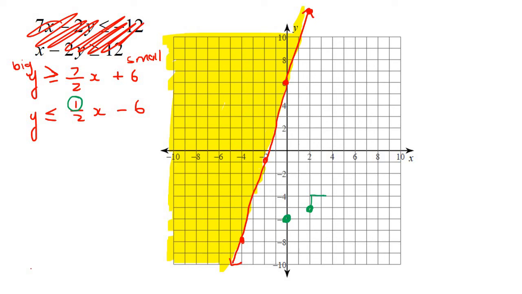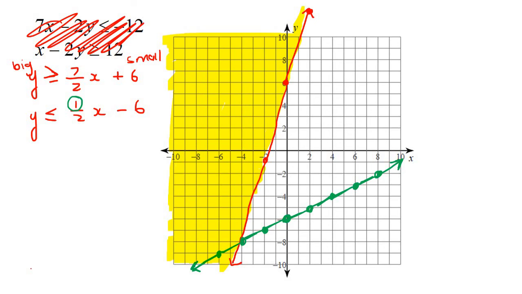So I go 1 up, 2 to the side, 1 up, 2 to the side, 1 up, 2 to the side. You got it, right? Then we can go the other way: 1 down, 2 to the left, 1 down, 2 to the left, 1 down, 2 to the left. That helps me to draw a straight line nicely when I don't have a straight edge. And then I am doing a solid line because this has the little solid line at the bottom. Okay?